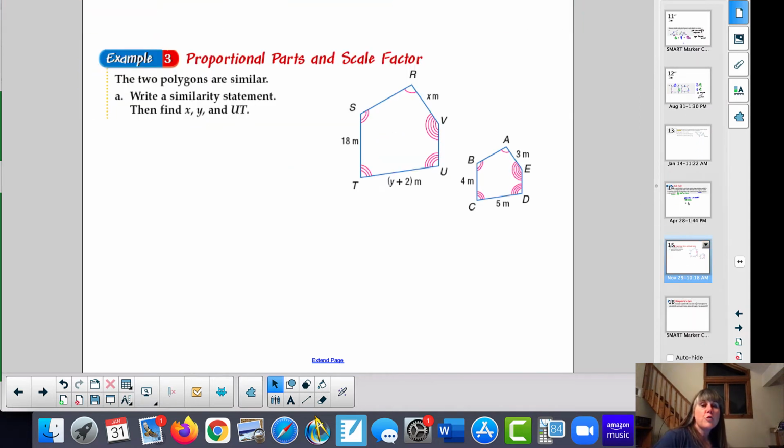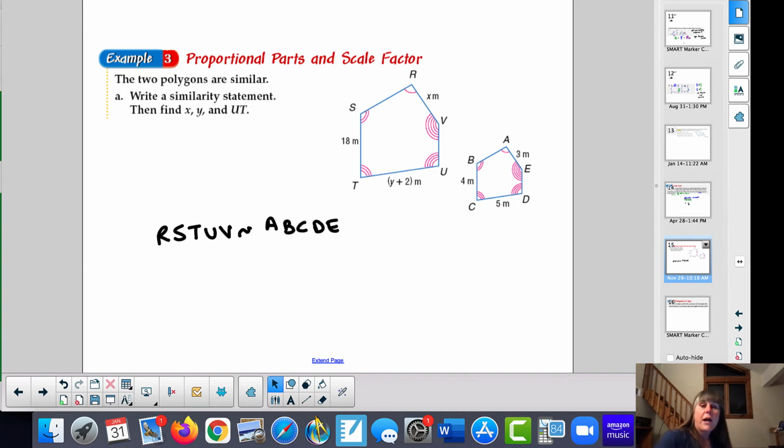And then to solve for missing sides, you have to first write the similarity statement. Well, again, we can use the congruent angles to write our similarity statement. So if I start with R here, I've got R, and I'm going to just go around this way, just so I'm doing it in alphabetical order. So I have R, S, T, U, V is similar to A, B, C, D, E.